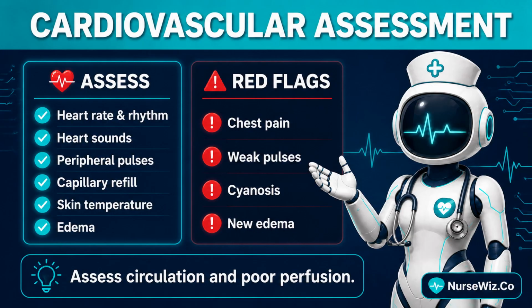Good perfusion looks like warm skin, brisk color return, and equal pulses you can find without hunting. Poor perfusion looks like cool, pale, or mottled skin, sluggish refill, and pulses that are hard to feel. Your red flags are chest pain, weak pulses, cyanosis, and new edema. Your priority is to assess circulation and identify poor perfusion. Notice how the systems build on each other. Breathing moves oxygen in. Circulation carries it where it needs to go.